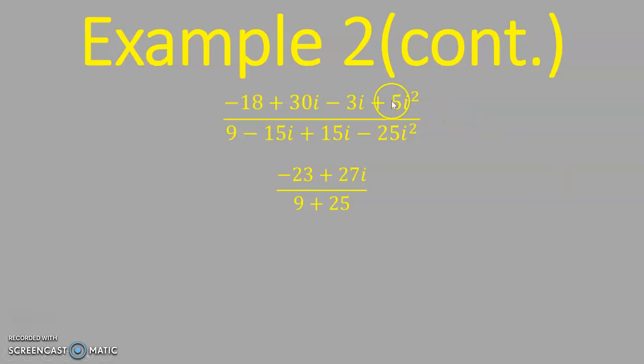Again, i squared becomes negative 1, so negative 18 minus 5 becomes negative 23. That becomes positive 25, as you can see. And then we split. One thing this video does not show is sometimes when you split, you have fractions that can be reduced. Like for example, if that was 2 over 4, you can make it 1/2. So you would want to do that if you split. Dividing complex numbers.